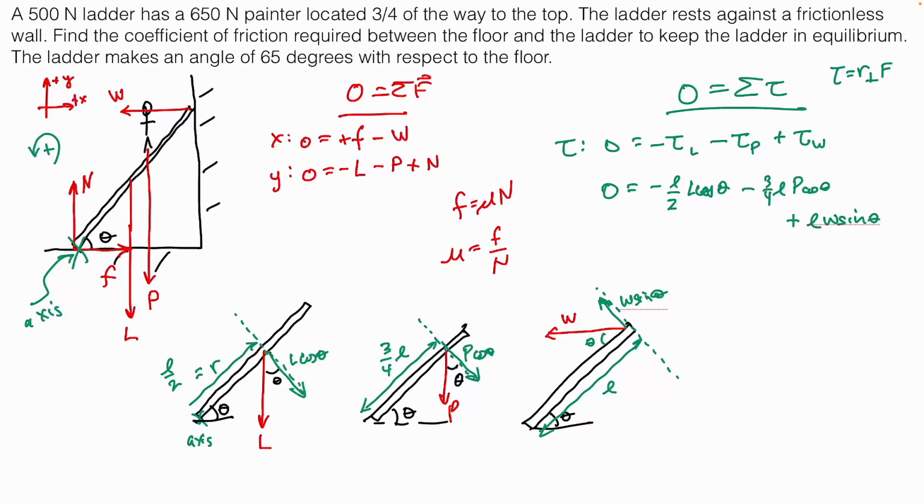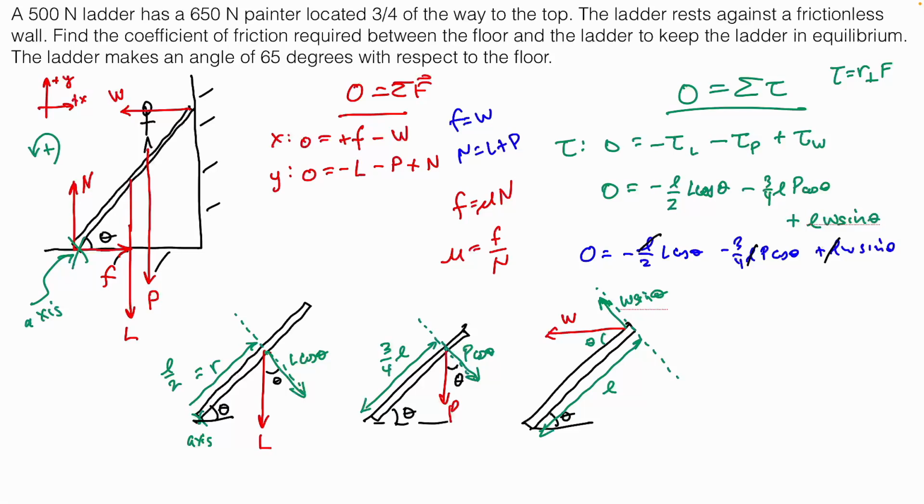So what does that look like? It looks like blue. F equals W. N is equal to L plus P. Like, I move the negative things over to the other side of the equal sign, they become positive. Over here in the torque equation, I'll rewrite it just to show you what's happening here. Minus 3/4 L P cosine theta plus L W sine theta. Okay, so they don't tell me the length of the ladder, right? But it's in every term. So it cancels.